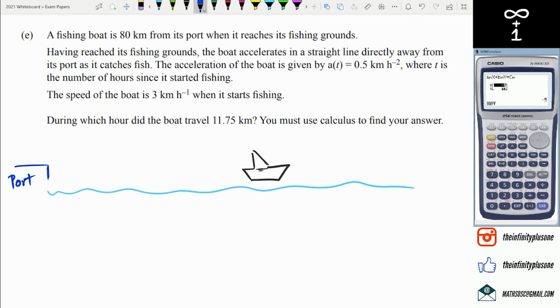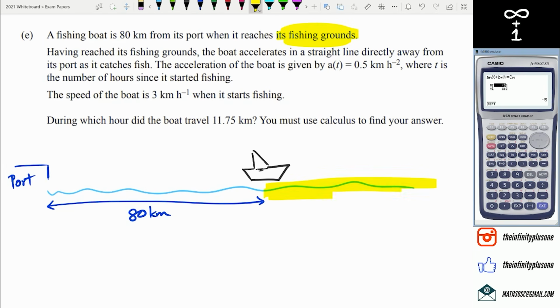Now this is 80 kilometers away from port when it reaches its fishing grounds. So if I was to draw this, here's my fishing grounds right here. I'm going to say this part right here is all my fishing grounds, right? Having reached its fishing grounds, the boat accelerates in a straight line directly away from the port as it catches fish. So that means the boat is going this way, it's accelerating.